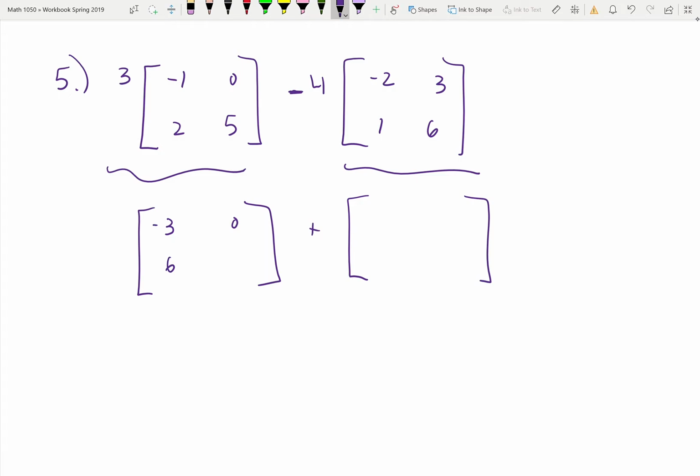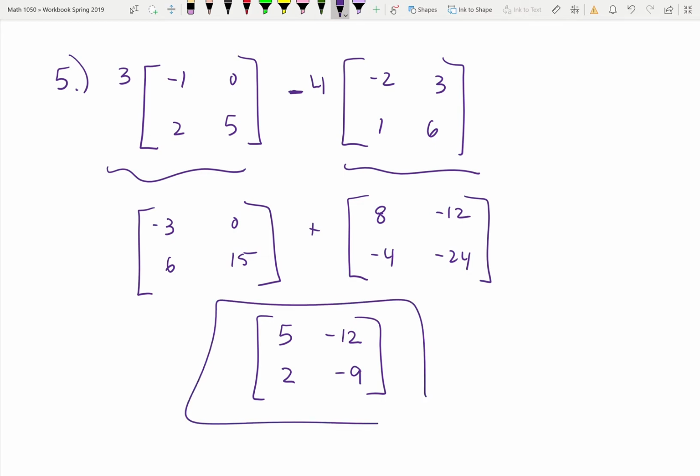Negative 3, 0, 6, and 15. Then take the negative 4 and distribute it into the second one, and you get 8, negative 12, negative 4, negative 24. And now you just combine those numbers. So negative 3 plus 8 is 5, 0 minus 12 is a negative 12, 6 and negative 4 is a 2, 25 minus 24 is a negative 9. There's your answer.